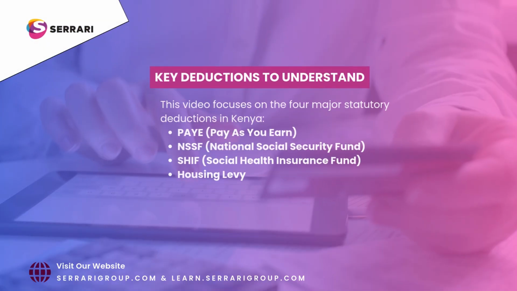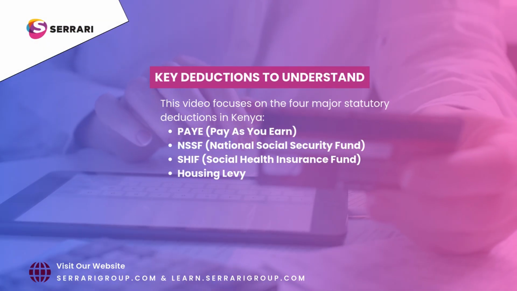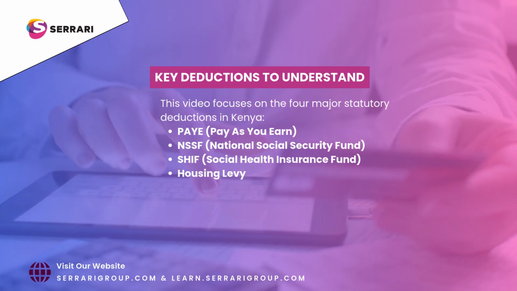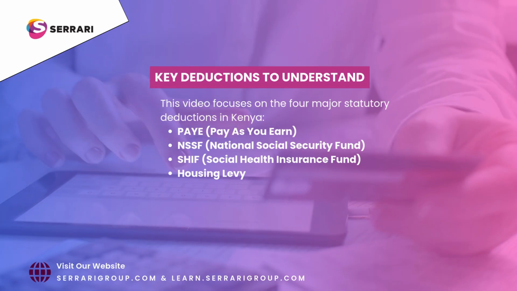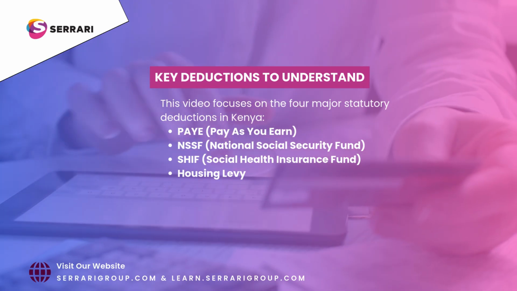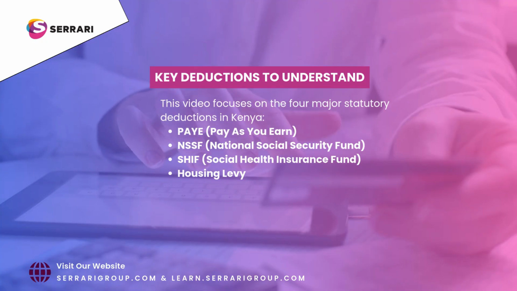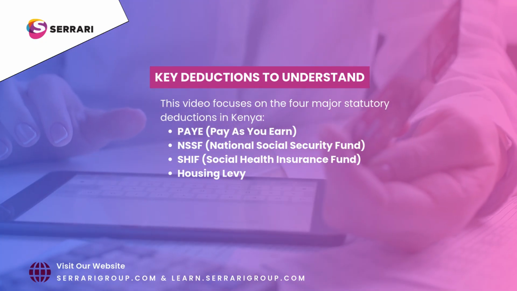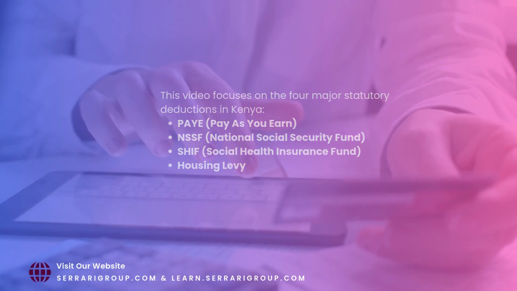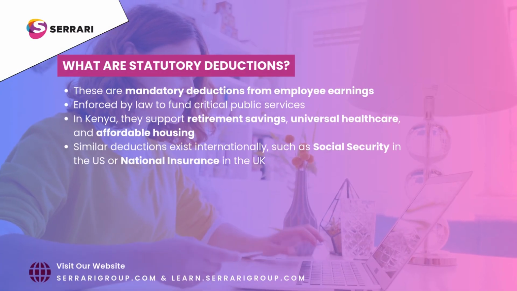Key deductions to understand. This video focuses on the 4 major statutory deductions in Kenya. PAYE, pay as you earn. NSSF, National Social Security Fund. SHIF, Social Health Insurance Fund. Housing levy.